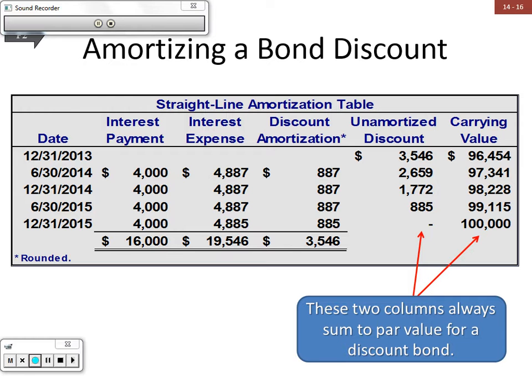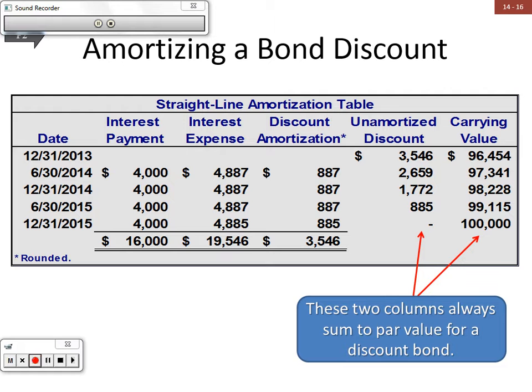Okay, so amortizing, you know the payment, the discount given was $887, right? Total interest payment itself is just the $4,000. The actual interest expense, meaning everything they had to pay, which was $4,887, which is $4,000 plus $887. But starting from the beginning when this bond came out, remember the carrying value was $96,454, right? And we show the interest payment of $4,000, total interest expense $4,887, discount $887. This column here, unamortized discount, what do you think this means?